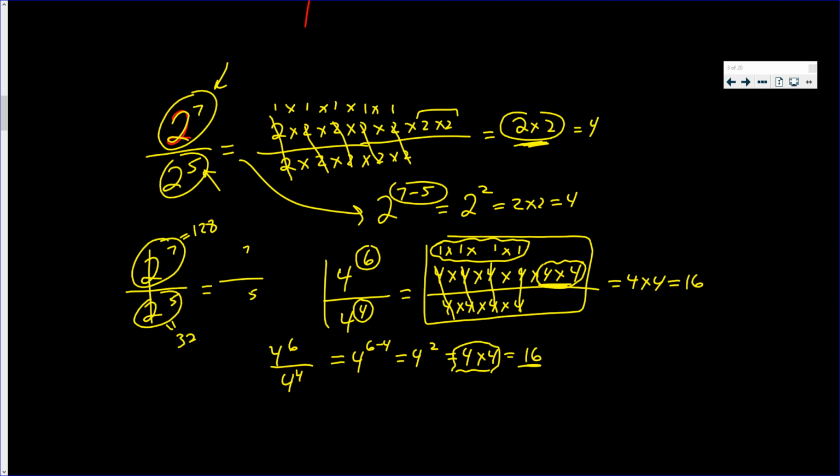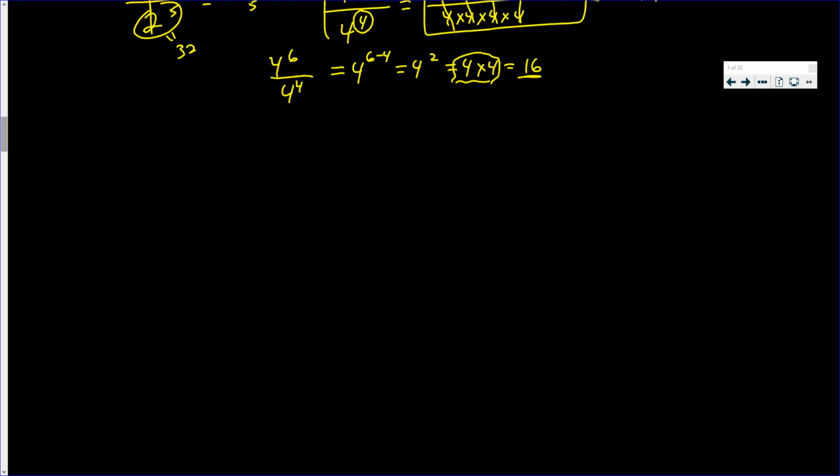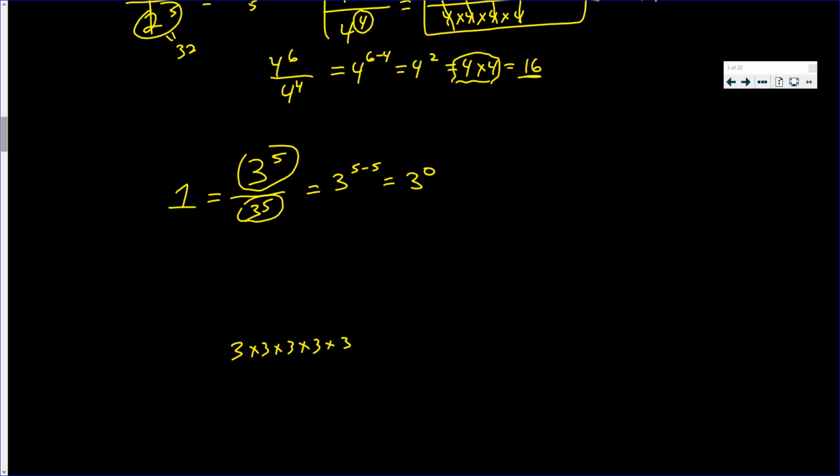Now, let's look at something over here. If you have 3 to the 5th over 3 to the 5th. Now, 3 to the 5th is some number. If you multiply these 3's by itself 5 times, you'll get some number. So the top is going to be some number, and the bottom is going to be the same number. You divide the same numbers, you get 1. On the other hand, using the rule, it's going to be 3 to the 5 minus 5, which is 3 to the 0. Interesting. 3 to the 0 is 1.